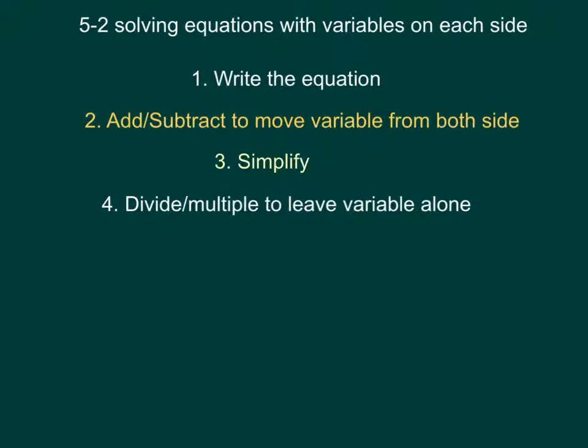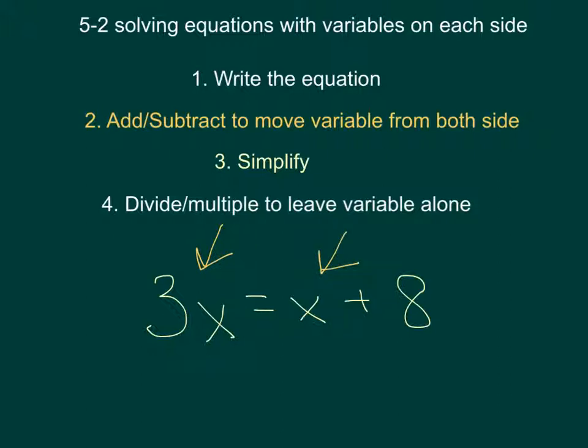Lesson 5-2, solving equations with variables on each side. The steps that you see here work for an equation like 3x equals x plus 8. You first, in this example, would want to write the equation like I did. You would add or subtract to move the variables together. So if you have a variable over here and a variable over here, you want to add or subtract first.